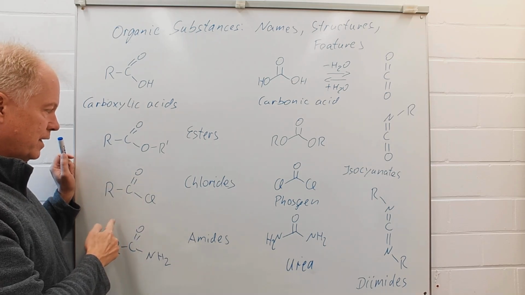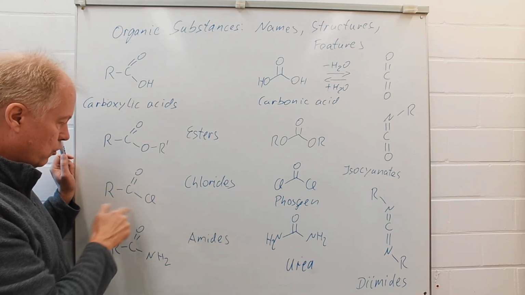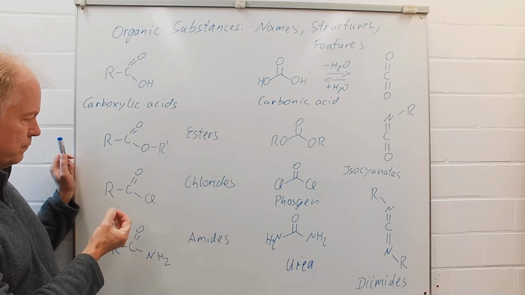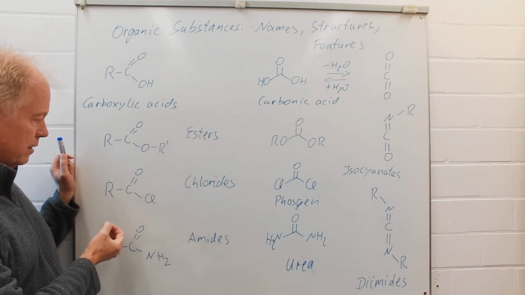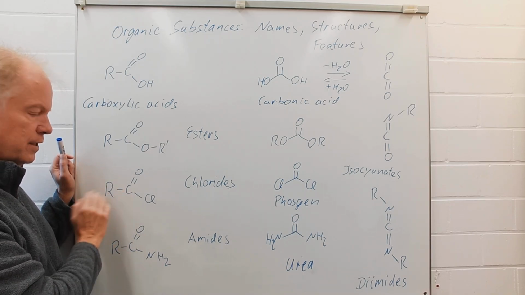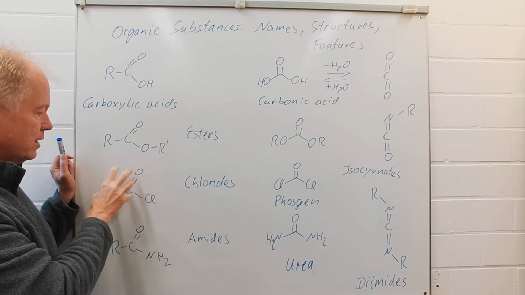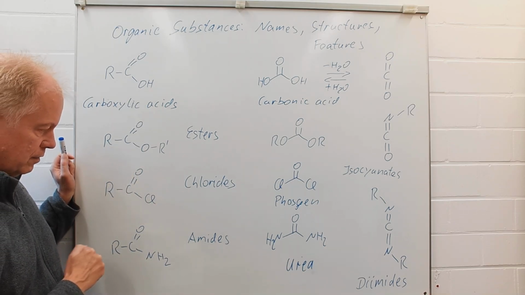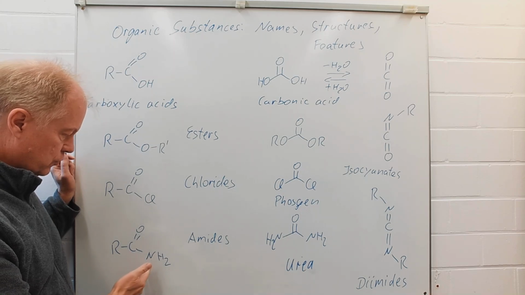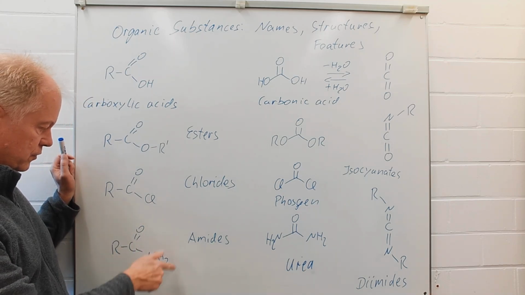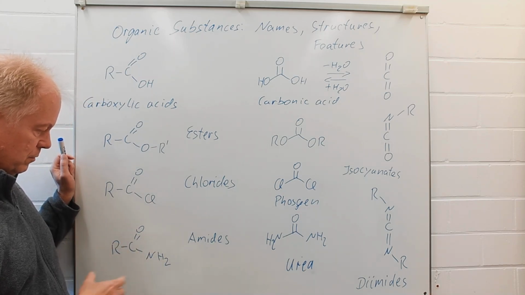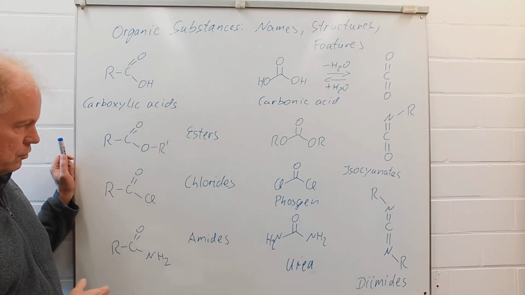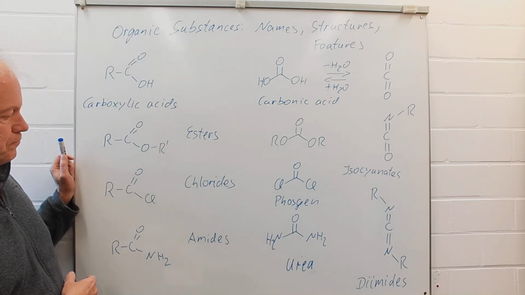So then we have the acid chlorides. They are especially useful if we need a stronger electrophilic center for a reaction at the carbonyl group. And then we have, of course, the amides. This is a very common functional group in various natural products.